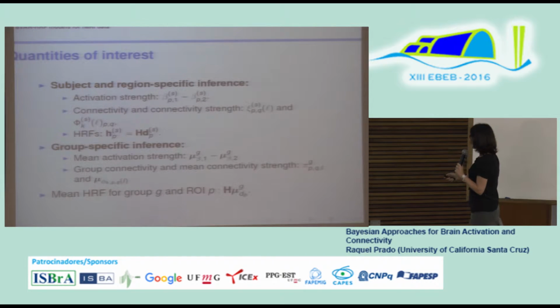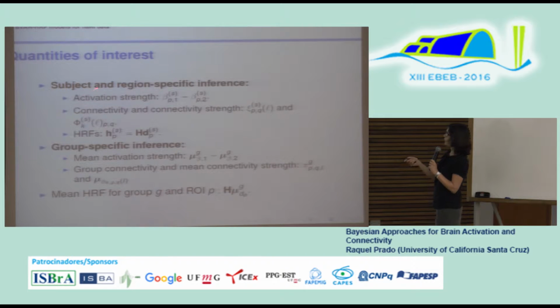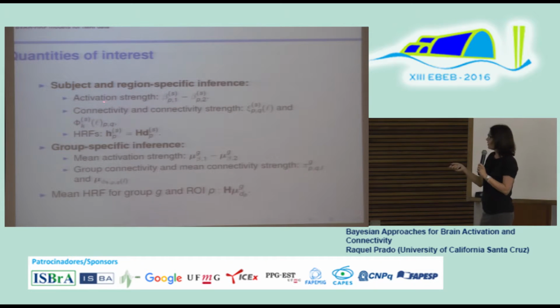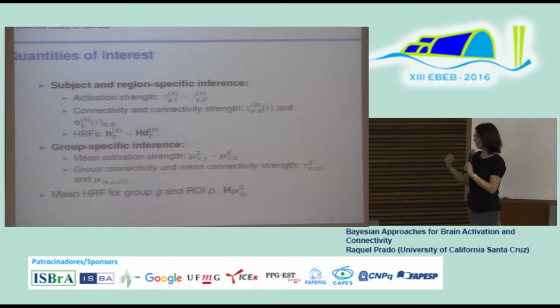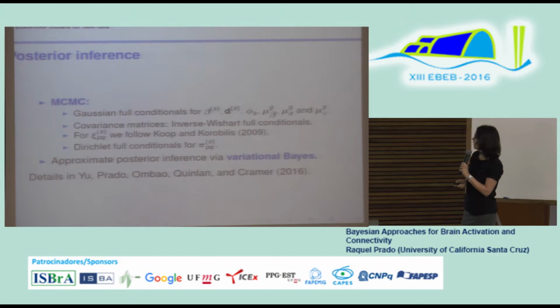So what kind of quantities do we infer here? We infer subject and region specific parameters such as the activation strength, the connectivity strength, and also, very importantly, the hemodynamic response functions. We get posterior distributions on those. We get group-specific inference in terms of the mean activation strength, group connectivity, and mean connectivity strength, and we also get the mean for the group, the HRF function for the group, and it's also specific to the region.